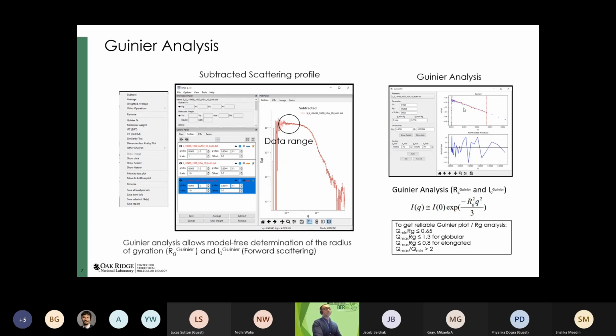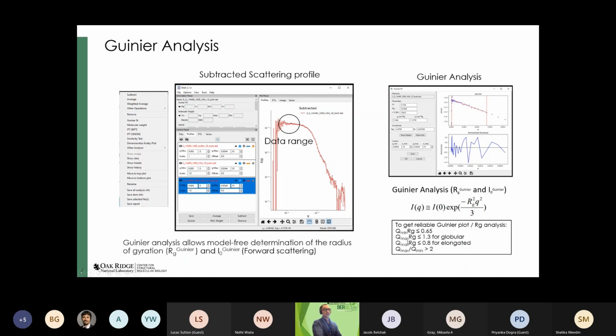So what is necessary for you to have a good Guinier fit? For a reliable Guinier analysis, the q minimum that you are fitting your data with, times your Rg, is not greater than 0.65.